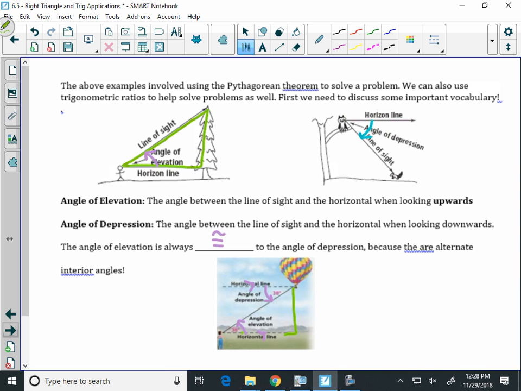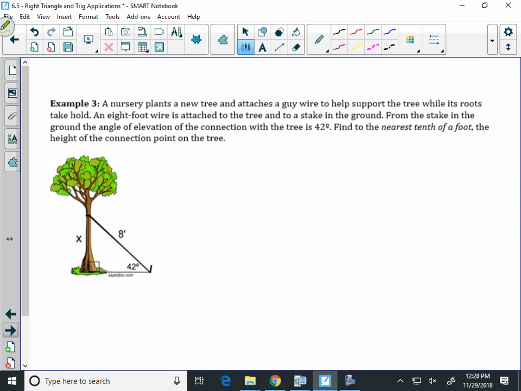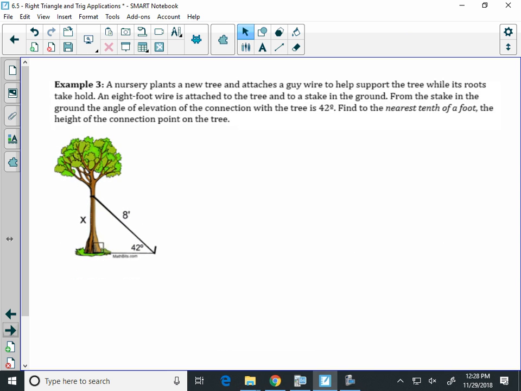Questions over that? So take a look at example 3. It says a nursery plants a new tree and attaches a guy wire to help support the tree while its roots take hold. An 8-foot wire is attached to the tree and to a stake in the ground. From the stake in the ground, the angle of elevation of the connection with the tree is 42 degrees. To the nearest tenth of a foot, find the height of the connection point on the tree.